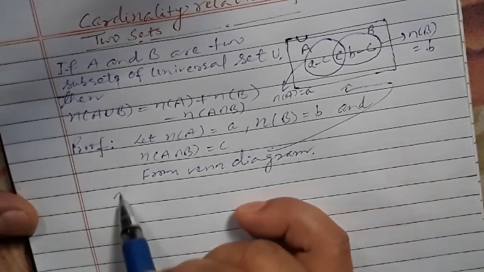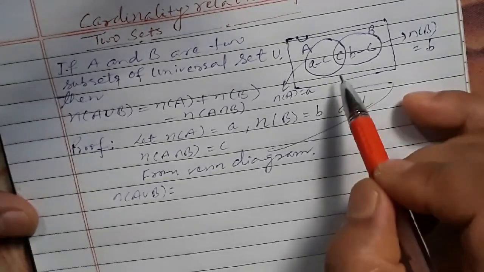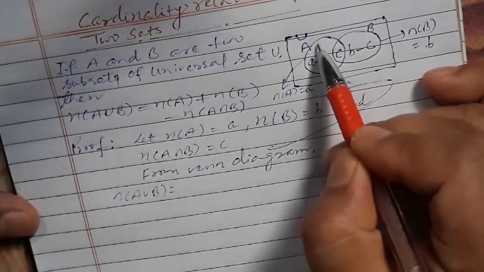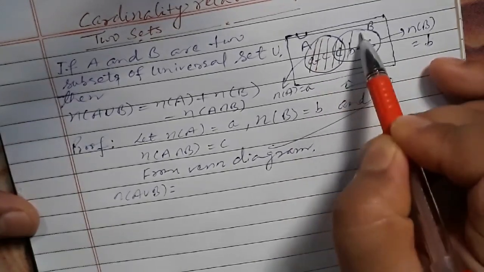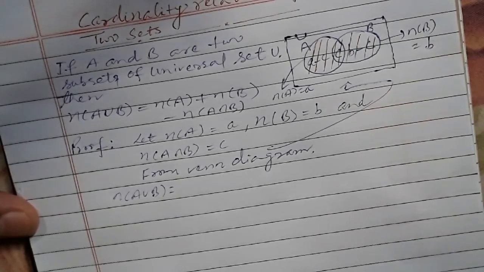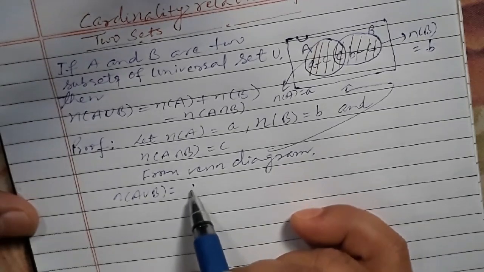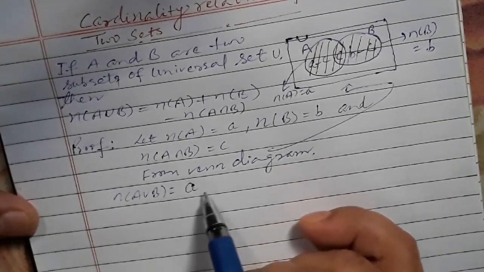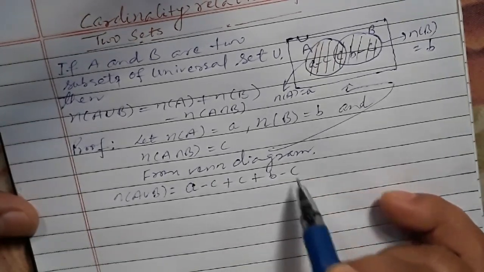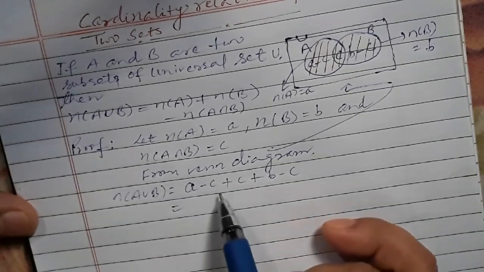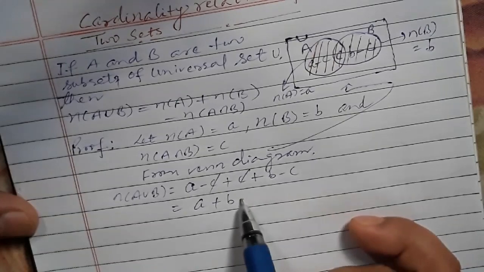From the Venn diagram, n of A union B is equal to, now I'm going to shade. A union B is this whole shaded portion. So from the shaded portion, n of A union B is equal to a minus c plus b minus c plus c, where the c's cancel, and ultimately you get a plus b minus c.